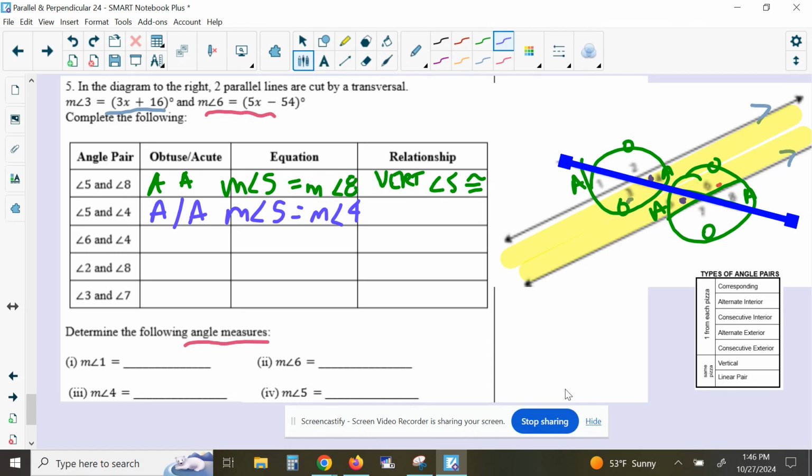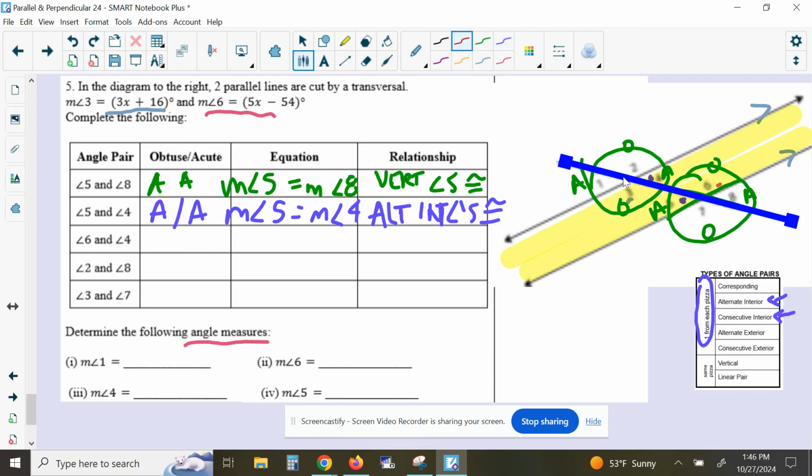So if they're both interior, then I can check from these two because they are on different pizzas, correct? So these are my 2 options, either alternate interior or consecutive interior. So alternate means that they are on different sides of this transversal, and consecutive interior means they're on the same side of this blue transversal. So I could see one is on the top of the transversal and one's on the bottom, on different sides, so that would make these alternate interior angles. Alternate interior angles are congruent.